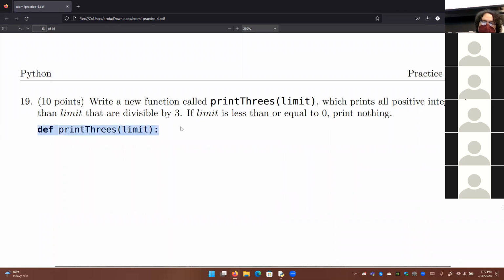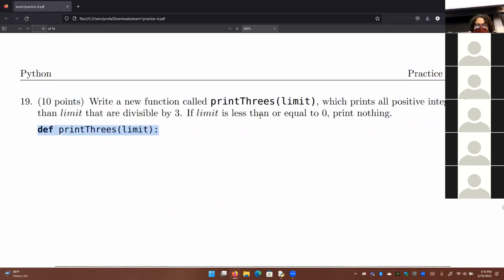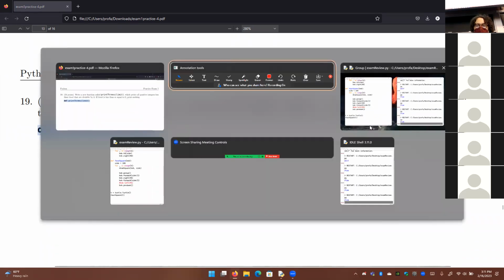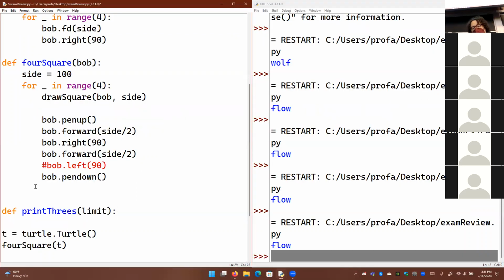I will not subject you to my handwriting. So what I'll do is simply say this is everything, all positive integers up to, but not including, limit, divisible by 3. Okay, the def. Again, a harder question than I would normally put on this first exam.